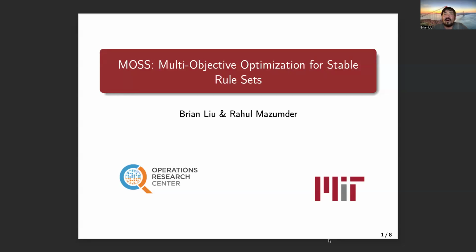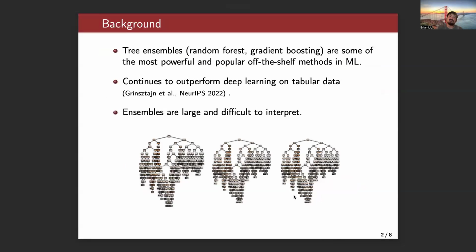To just give a quick intro on our paper at KDD this year, MOS, Multi-Objective Optimization for Stable Rule Sets. The idea of this paper is we are interested in tree ensembles. Tree ensembles are very powerful models that are commonly used in machine learning, and they continue to be state of the art on tabular data and tabular prediction tasks.